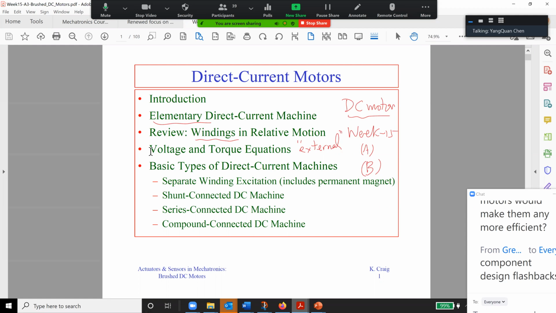From our system point of view, it's better we understand what the torque equations are. This is also called the exterior or external characteristic of motors. There are 4 types of DC machines. So this is in the quiz part. One is a separate winding excitation. Another one is shunt connected, and series connected, and compound connected. Okay. And I'll show this one to you towards the end.